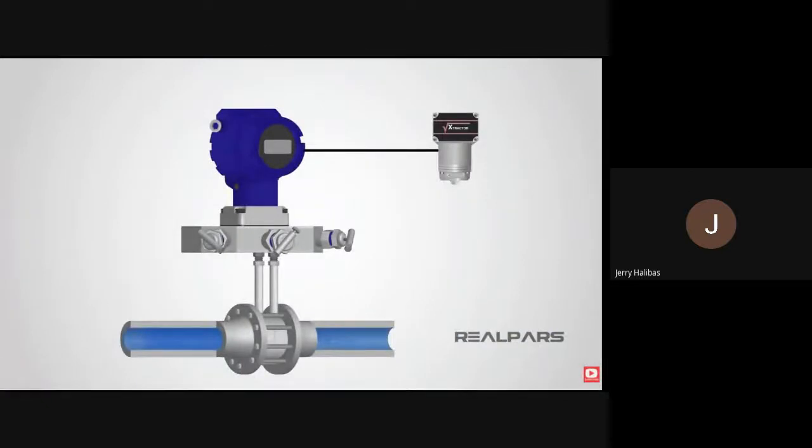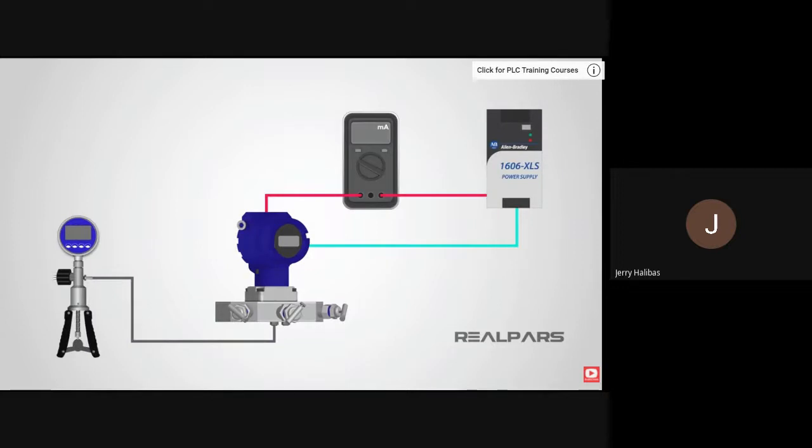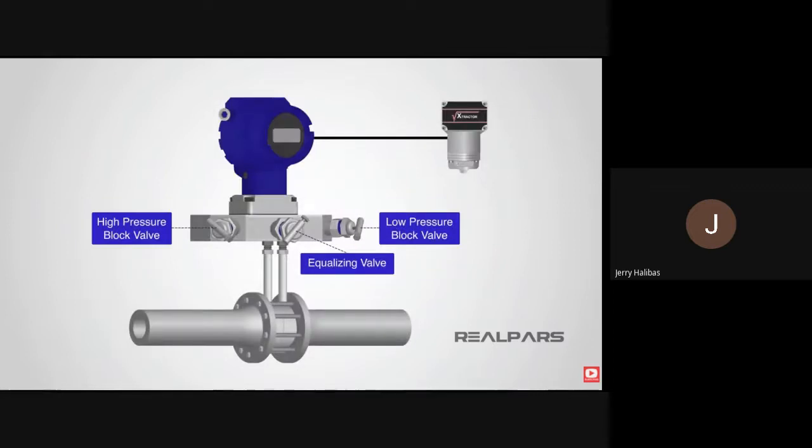In this video, we are going to describe how to correctly and safely remove a differential pressure flow transmitter from service, go through the steps involved in calibrating it, and describe how to correctly and safely return it to service. The transmitter must be removed from service before any checks or calibration can be performed. Let's go through the following steps. Close the low pressure block valve, open the equalizing valve, close the high pressure block valve.